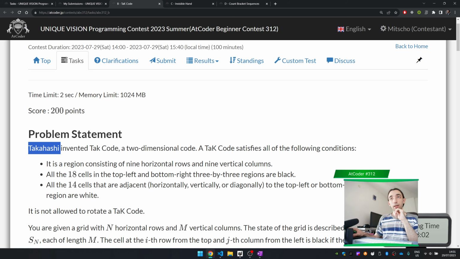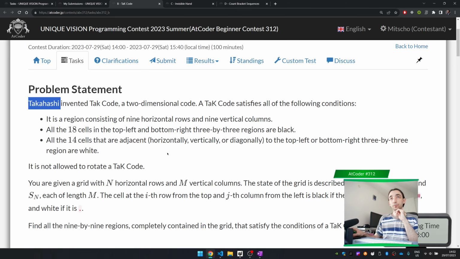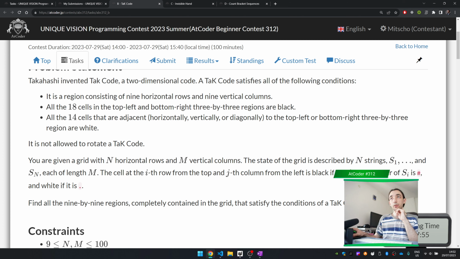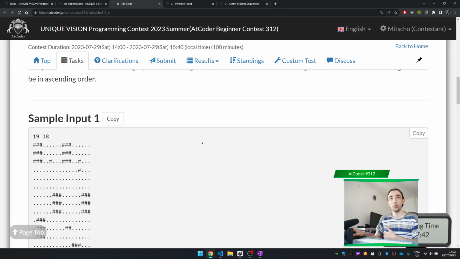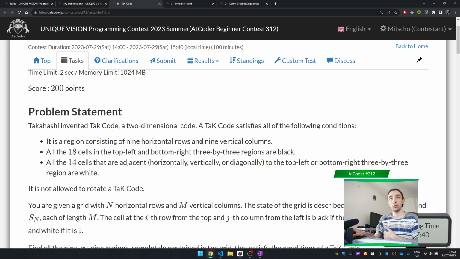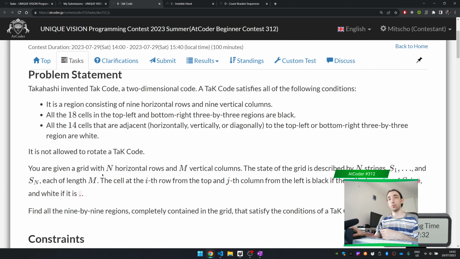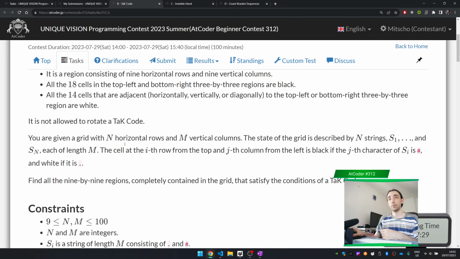Okay, task B. Hashi invented Tak Code, a two-dimensional code. It's a region consisting of 9 horizontal and 9 vertical cells. All 18 cells in the top left and bottom right 3 by 3 regions are black, and all the 14 cells that are adjacent horizontally or vertically to the top left and bottom right 3 by 3 regions are white. It's not allowed to rotate. You're given a grid, and the state is described like this.